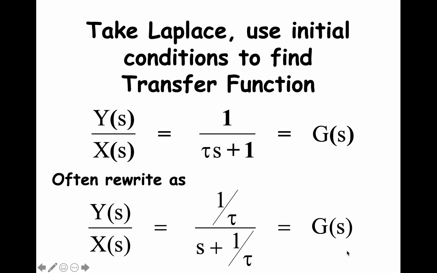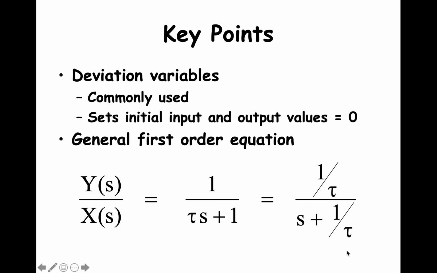Do you know why we rearrange to this form? Remember that tau is a constant, and the 1 over tau form looks like equation 15 in the Laplace transform table. You will see this equation many times in the rest of the semester.